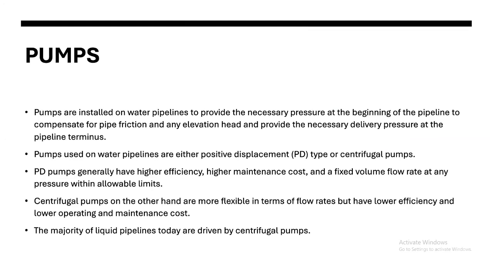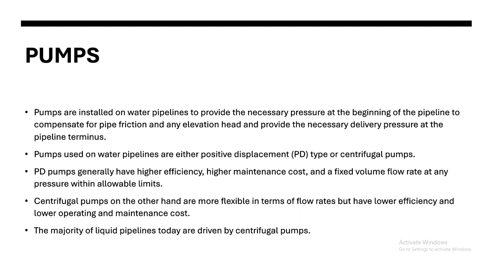Pumps are installed on water pipelines to provide the necessary pressure at the beginning of the pipeline to compensate for pipe friction and any elevation head, and provide the necessary delivery pressure at the pipeline terminus. If you remember, we said whatever pressure the pump provides is to overcome the frictional loss along the line, also to overcome the elevation differences and to provide the necessary pressure which is required at the end of the pipeline.